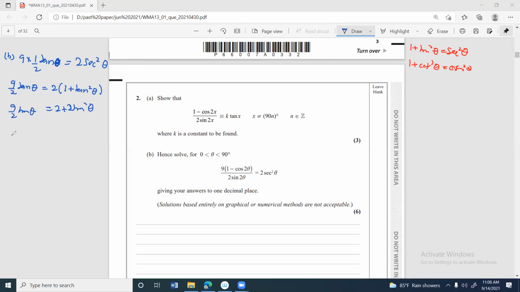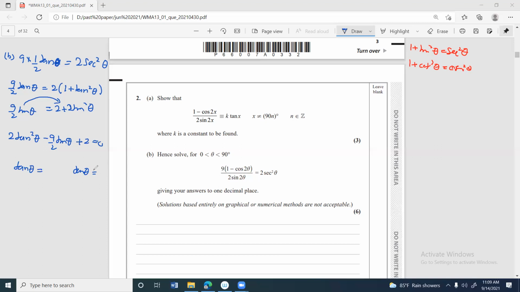With this, you can form a quadratic equation: 2 tan squared theta minus 9 over 2 tan theta plus 2 equals 0. I brought the 9 over 2 tan theta to this side and formed a quadratic equation. With this, you can get the solutions for tan theta by solving the quadratic equation. You will obtain the answers.